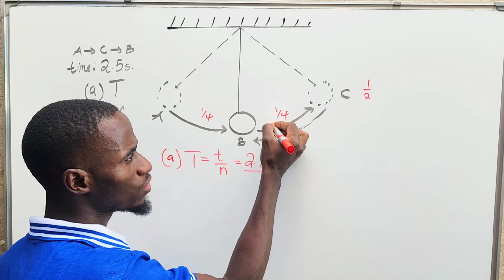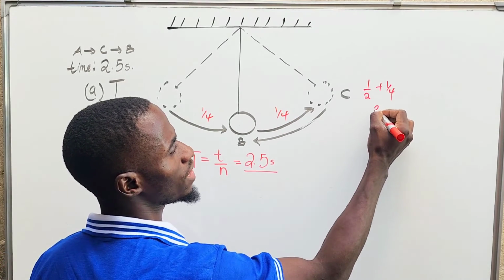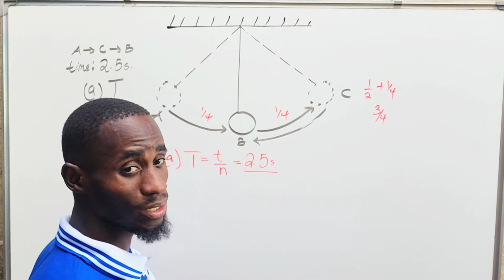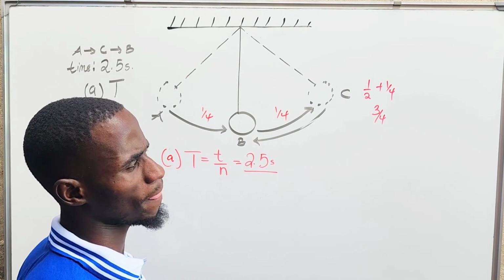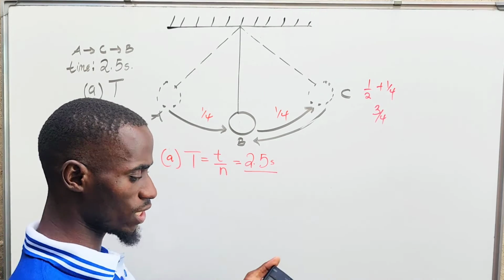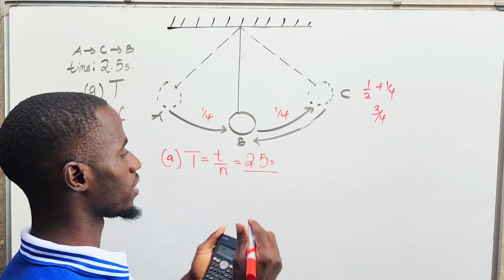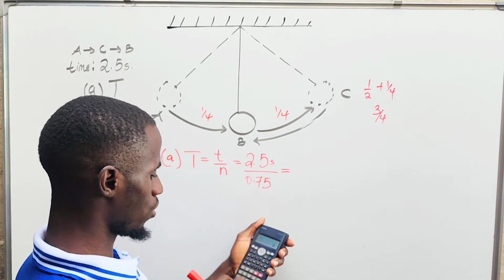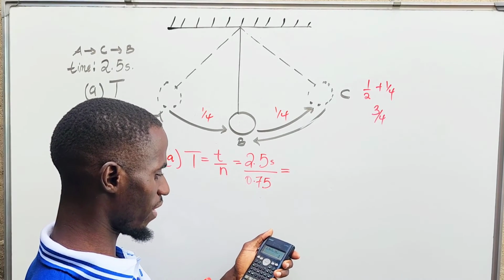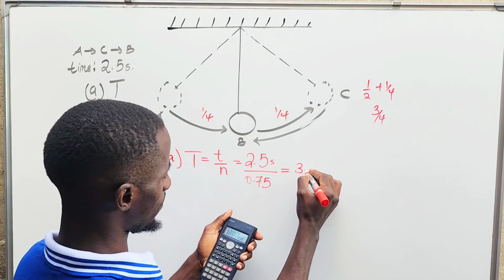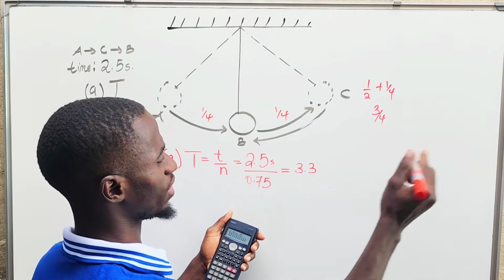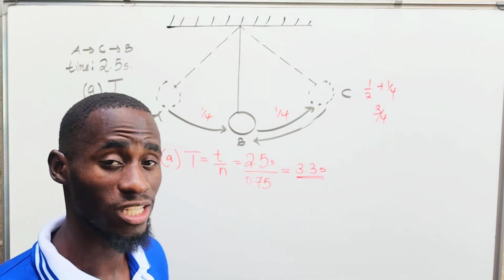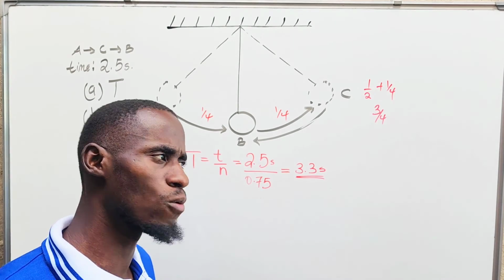All together, right? So if it goes there, it makes half. It comes back, it makes a quarter. So plus a quarter. This gives us 3/4. You get the concept, eh? This will give us 3/4. That's all. So here we are going to put 3/4, which is 0.75. Dividing through, we get 2.5 by 0.75. I'm getting 3.3. I'll leave it here. Seconds. Period is still measured in seconds because it's the time taken to make one complete cycle.